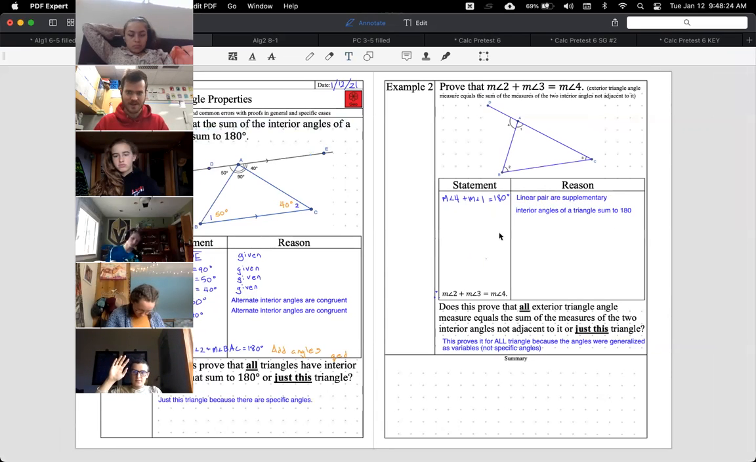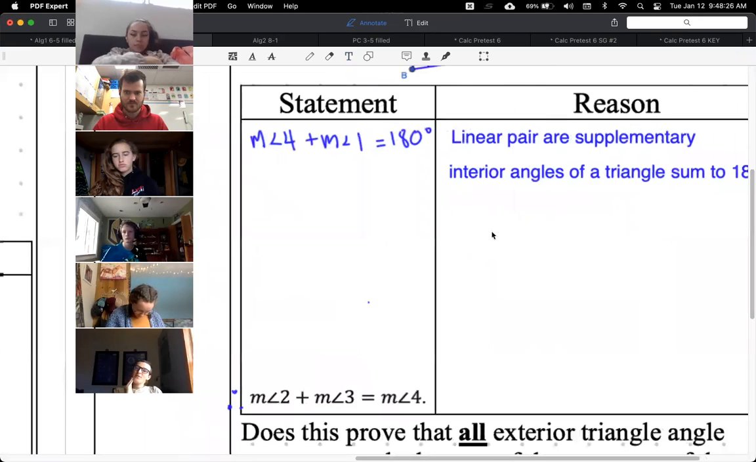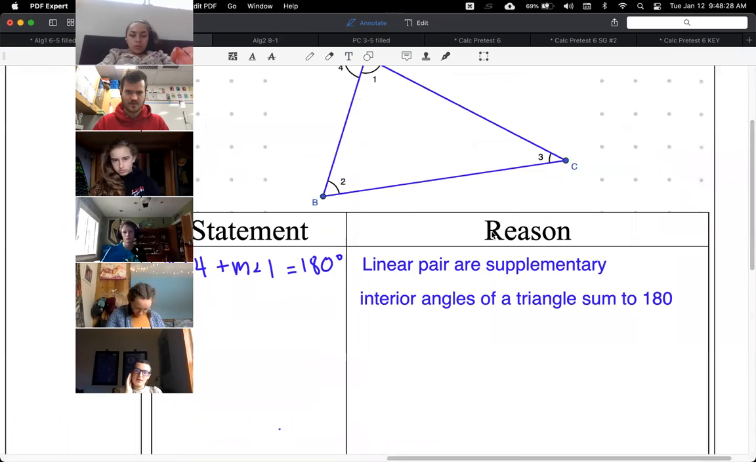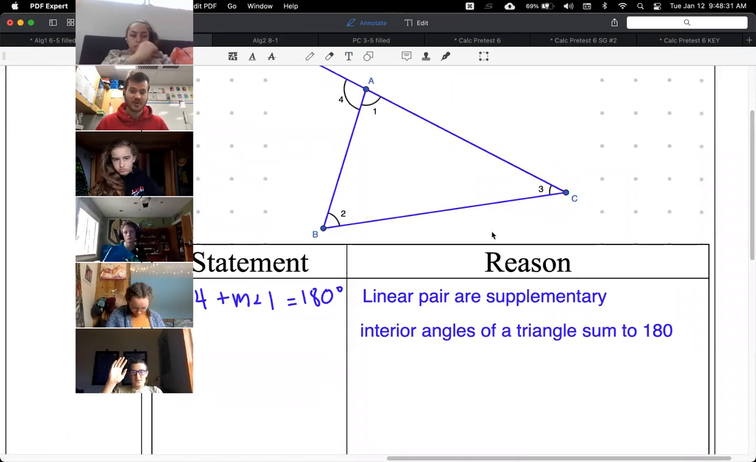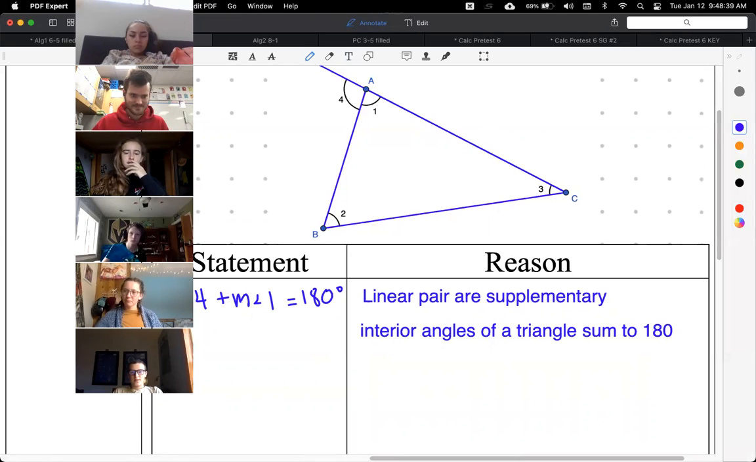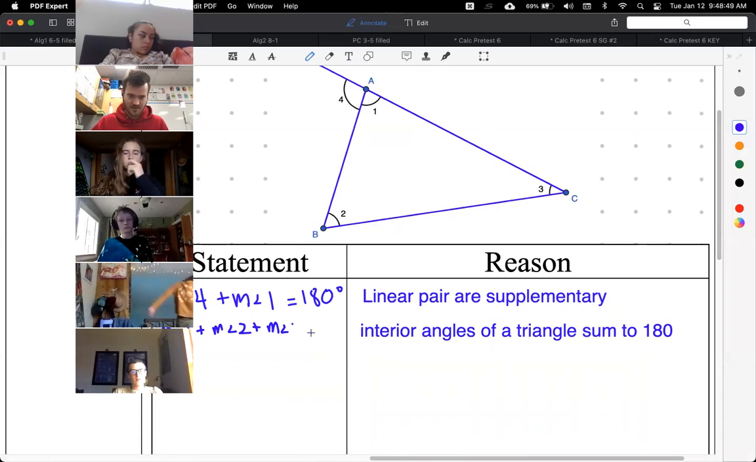What is the statement that I have? Let's zoom in back here. What three things add to 180 degrees? Esha. Angle 1, angle 2, and angle 3. Yep. Measure of angle 1 plus measure of angle 2 plus measure of angle 3 equals 180 degrees.